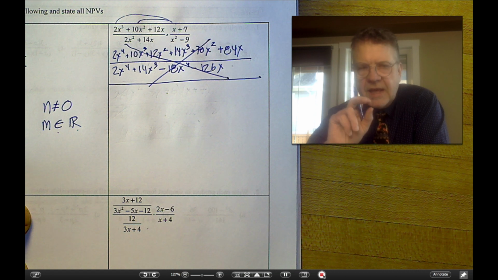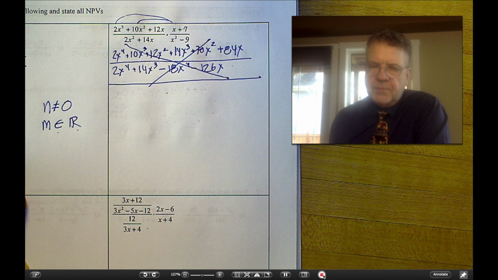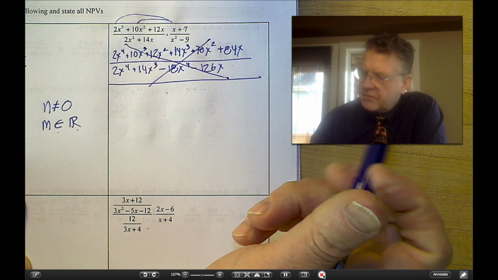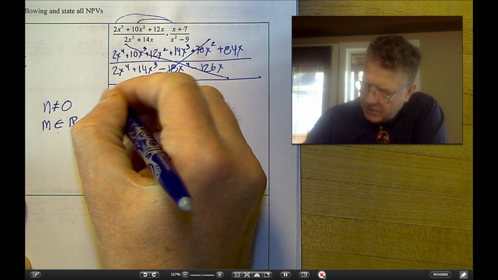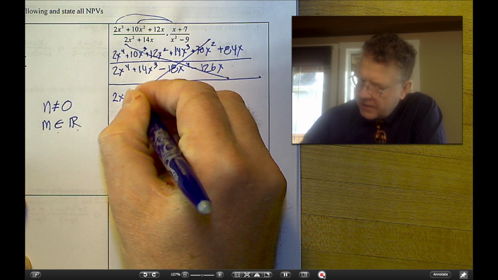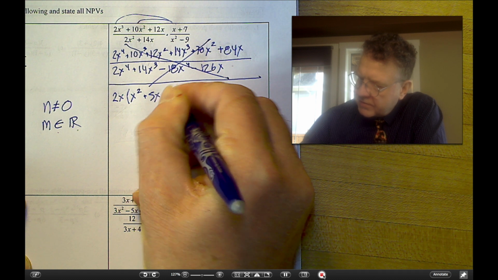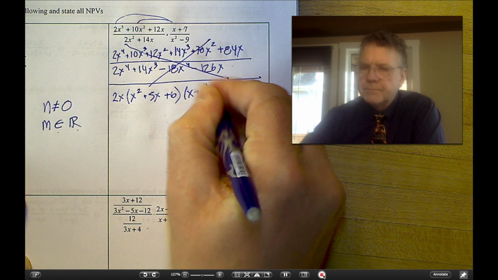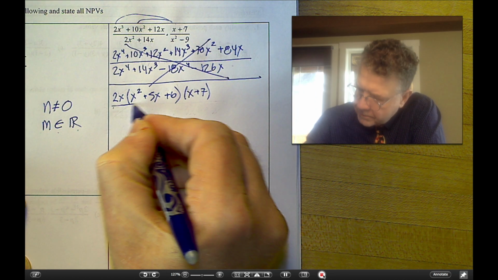Well, there is. And that other way has to do with doing your factoring before you do your multiplying. What do I mean by that? Well, if you take a look at the 2x cubed plus 10x squared plus 12x, there's a common factor of 2x. So I'm going to pull the 2x out, and I'll be left with x squared plus 5x plus 6 times, of course, x plus 7. Okay, that's the numerators multiplied by each other.